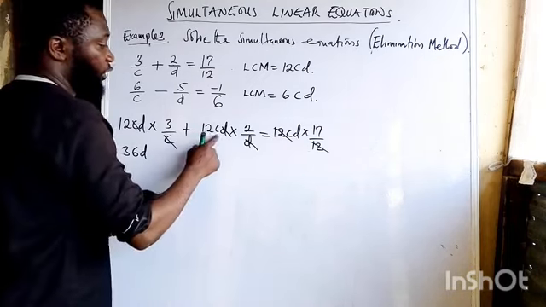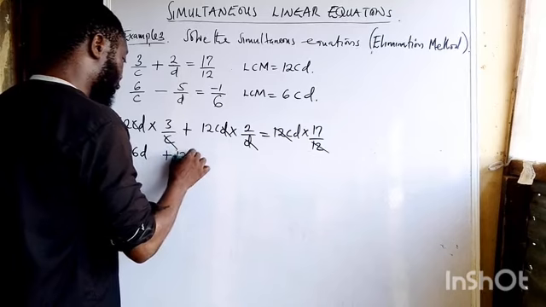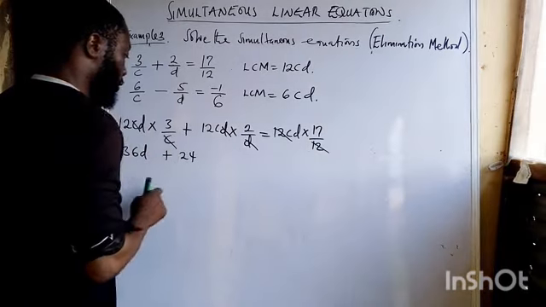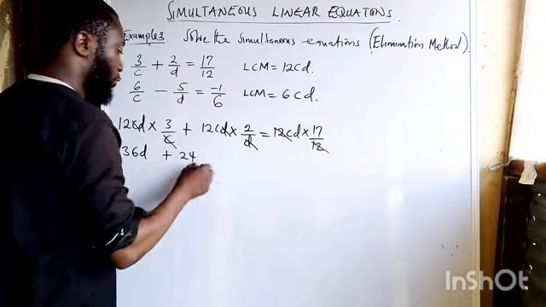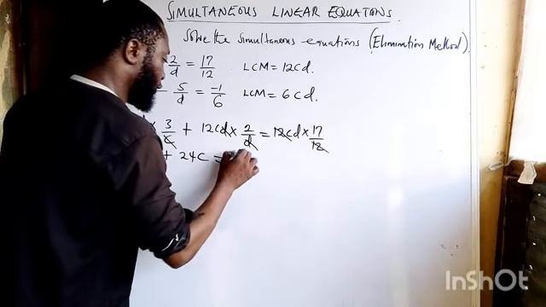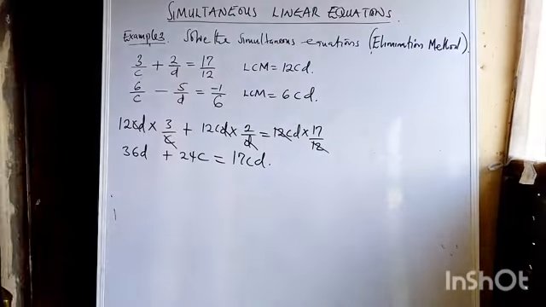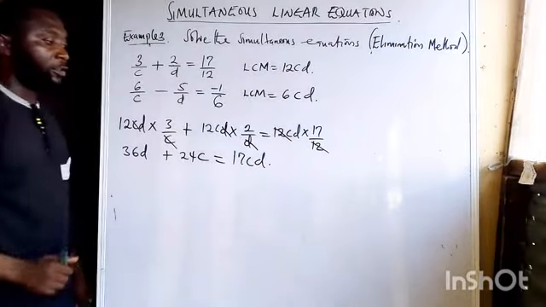Here, 12C multiplied by this, that is plus 24C equals CD multiplied by 17, 17CD. So this is our equation 1. We'll rewrite equation 1 in this form now.